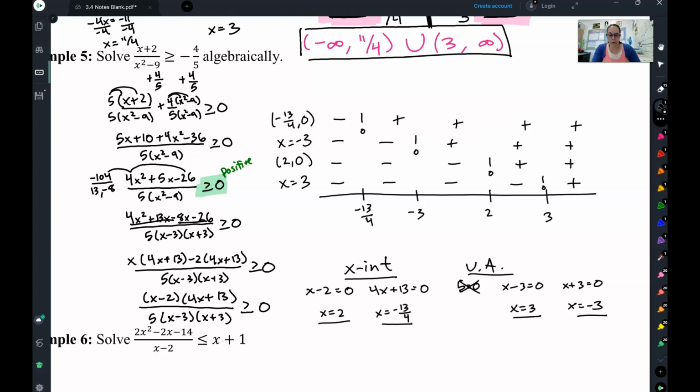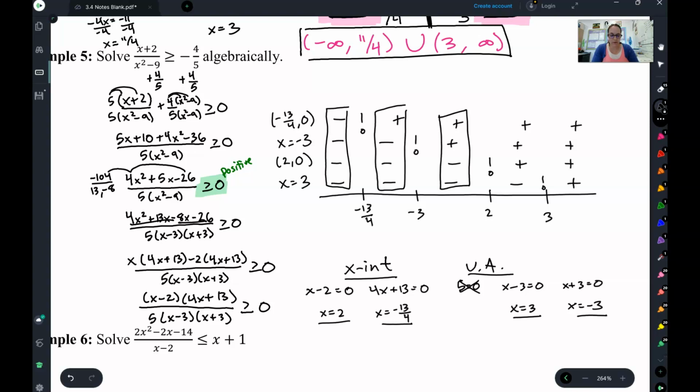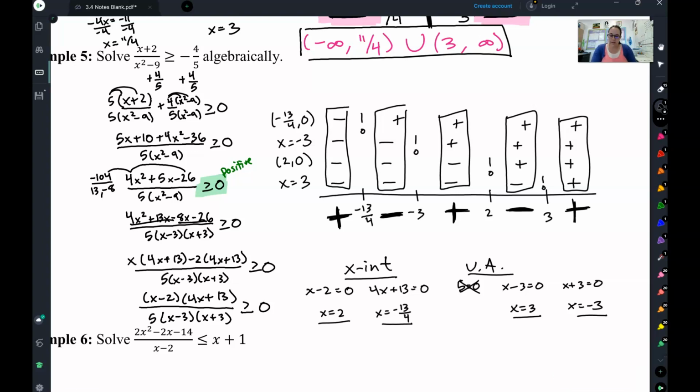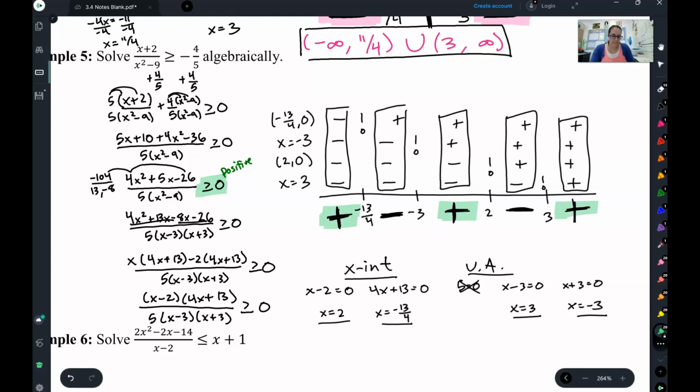So since I checked for both of those things, now I can just look down my column. 4 negatives make a positive. 3 negatives and a positive makes a negative. 2 negatives and 2 positives makes a positive. 1 negative and 3 positives is negative. And 4 positives is positive. Phew. Now, I am looking for my positive sections, so I'm going to highlight those. And let's list our intervals.